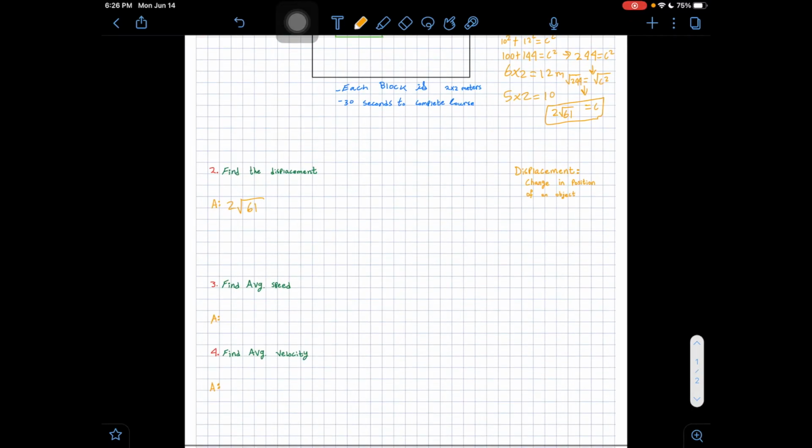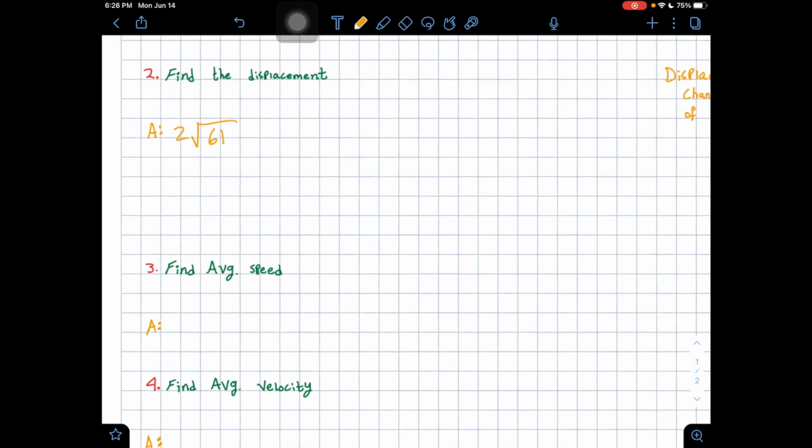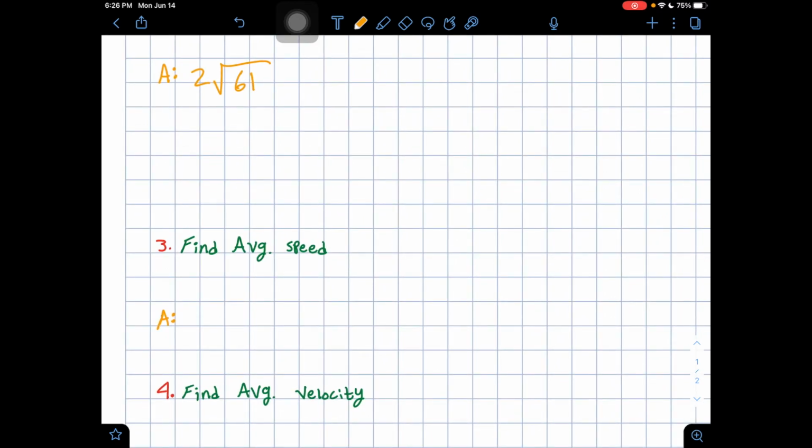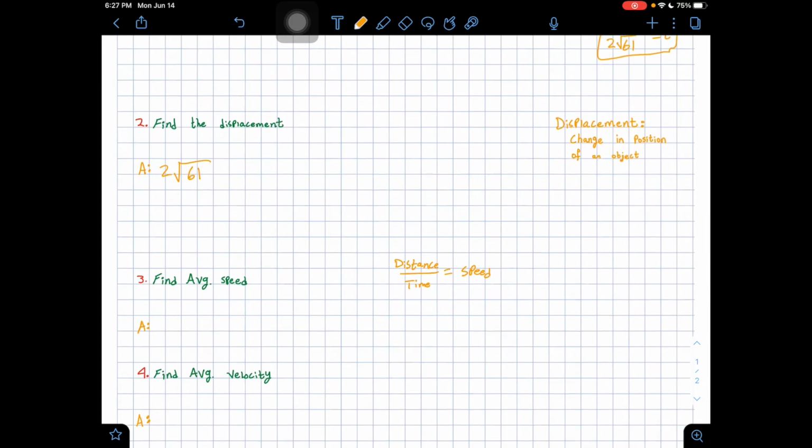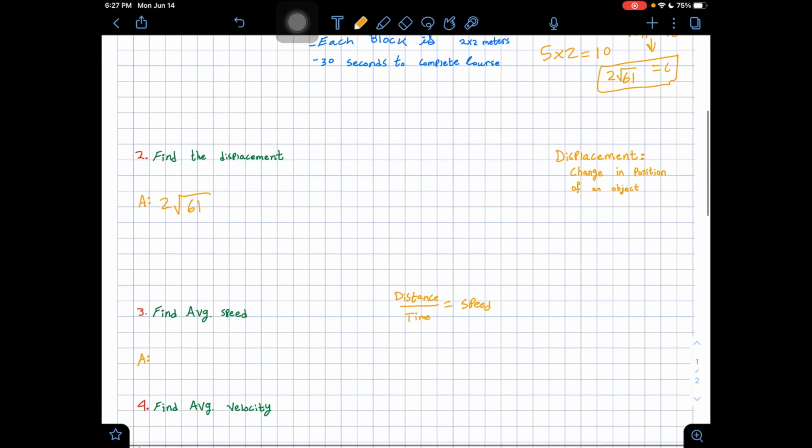Now let's go ahead and look at number 3. Number 3 is asking us to find the average speed. Well, there's a basic equation that we should all know, which is that distance over time equals speed. So that means we take our distance, we divide it by our total time, and we find our speed value. And that's going to be our average speed in this scenario.